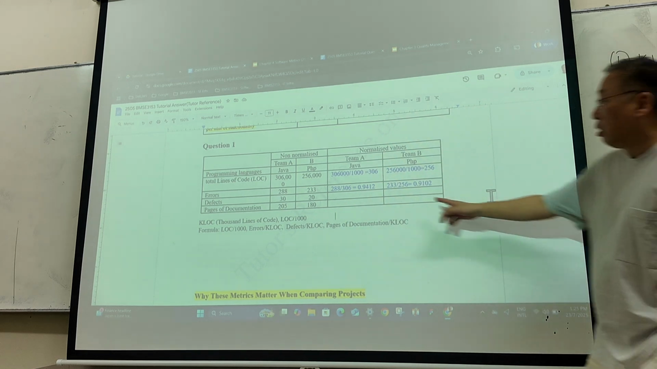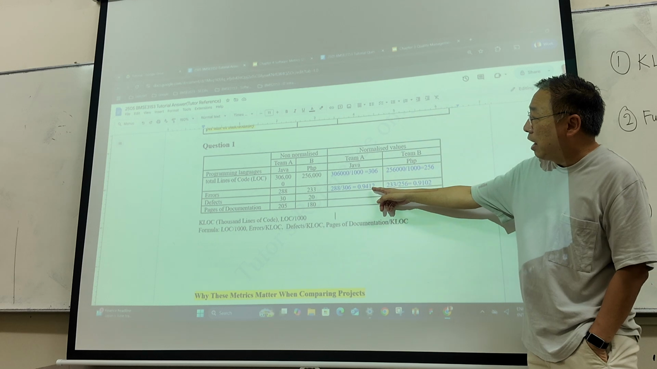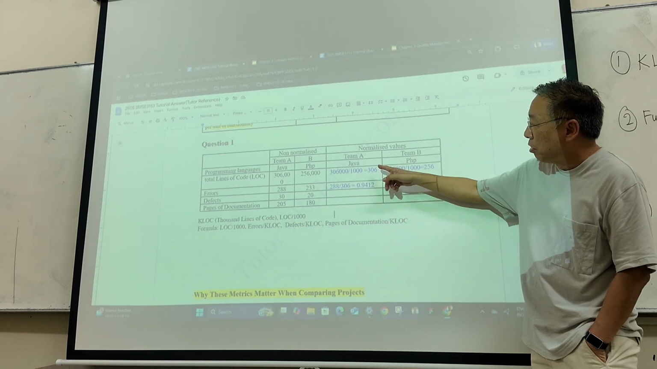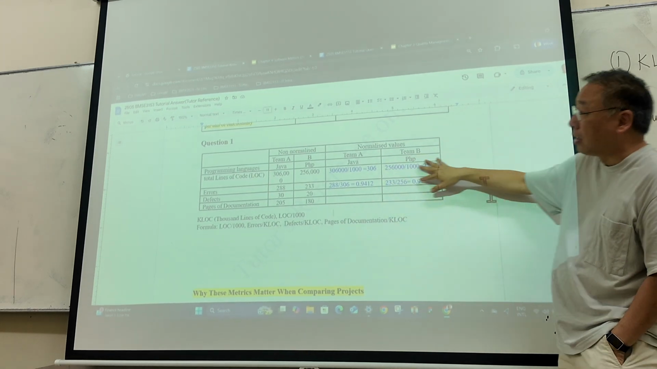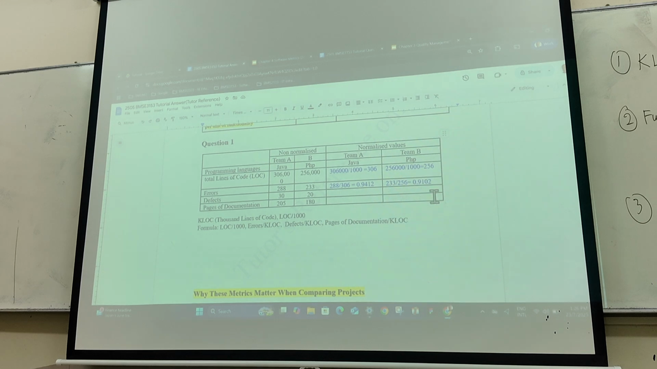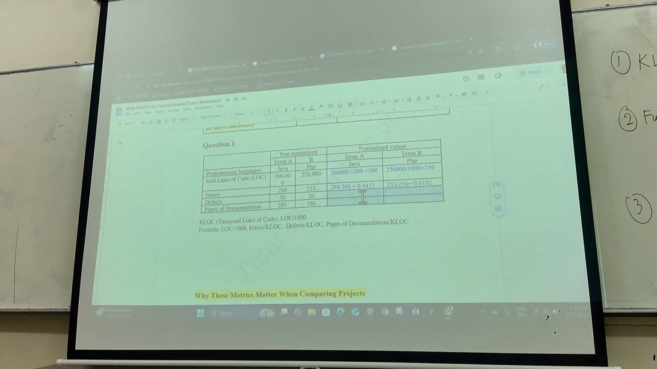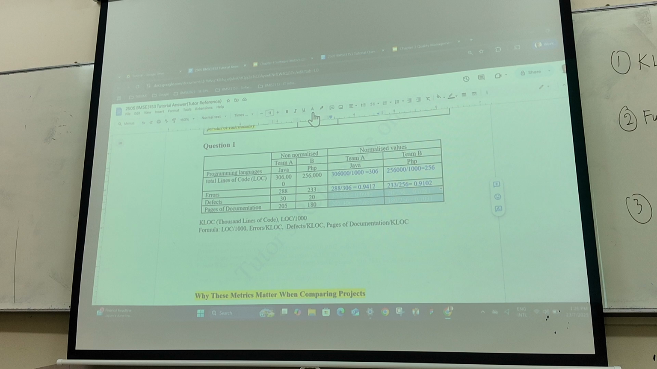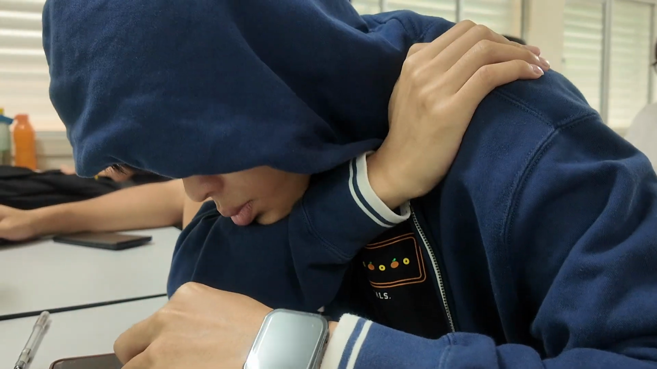So you get a factor to show you how many errors you get for this line of code, but now it's normalized already in the figure. You do the same thing for defects, and I'm just going to highlight everything now, so we will do one by one so you see how it's done already. Okay. You do the same thing for the number of defects and the number of pages of documentation.